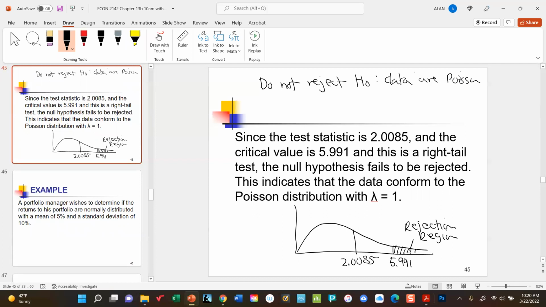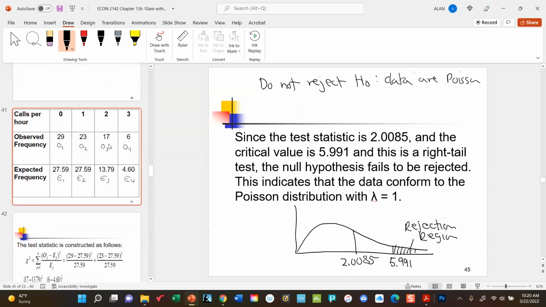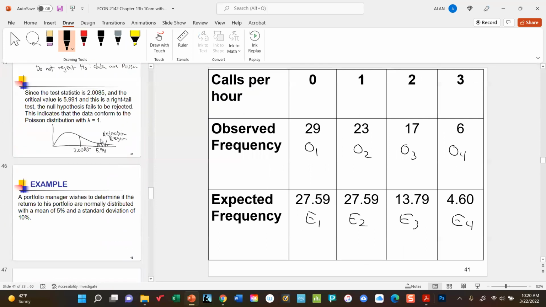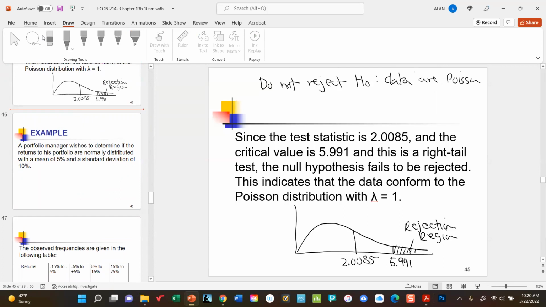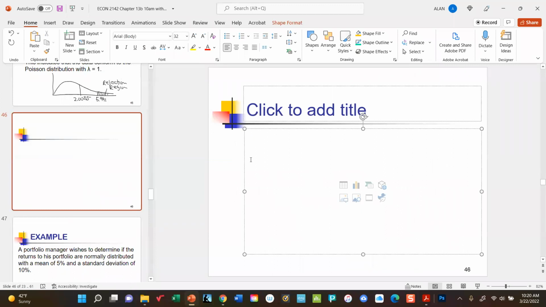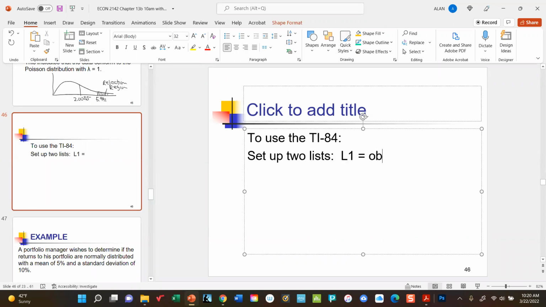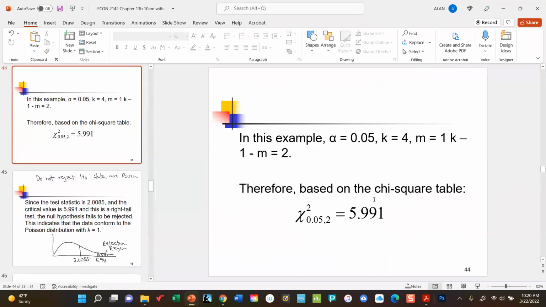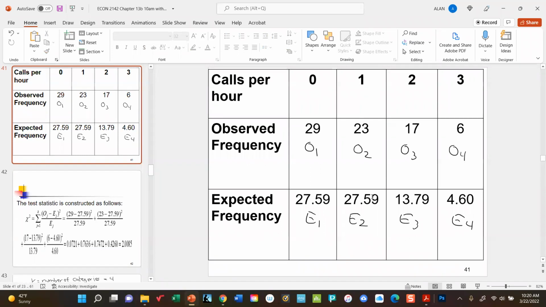Now, I alluded to earlier the possibility that we could replace some of this, at least, with the calculator. How would that work? Here's what you're going to do. Set up two lists. L1 will be the observed values. L2 will be the expected values. Let's go get the table back so we can do this.